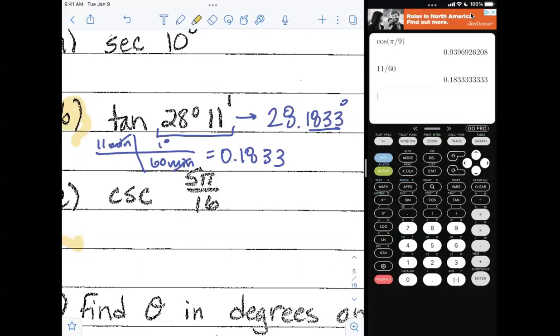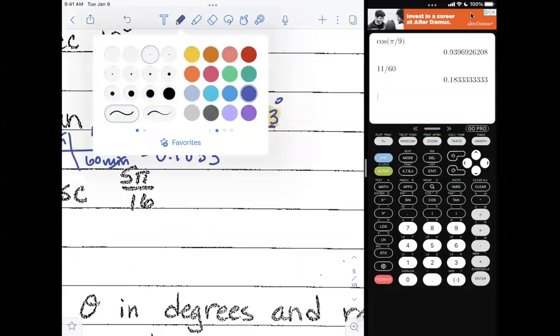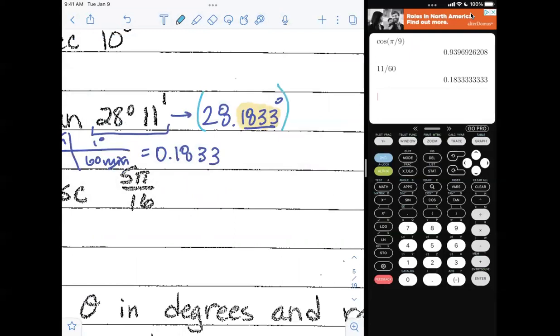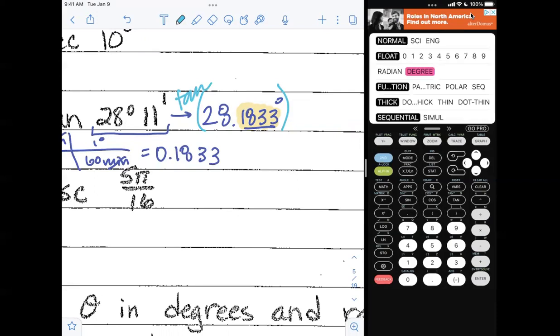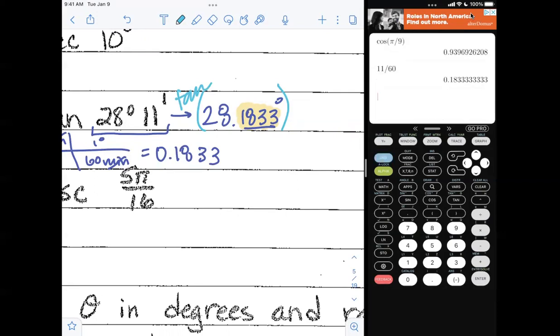Okay, now we're not done yet though, because we don't just want what the decimal form is. Now we want to do tan of this. I want to do tan of that angle. We did just change our mode to be in degrees, but if you're not sure, go ahead and go back and check. So I'm going to press tan, and then I'm going to type 28.1833. That's in degrees because I told my calculator we're in degrees, and it gives me out this decimal.